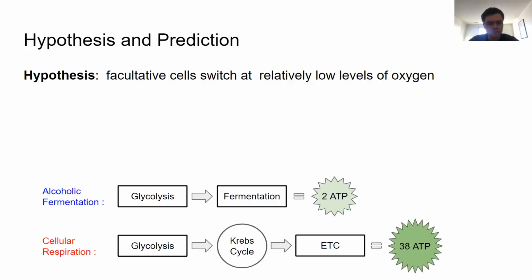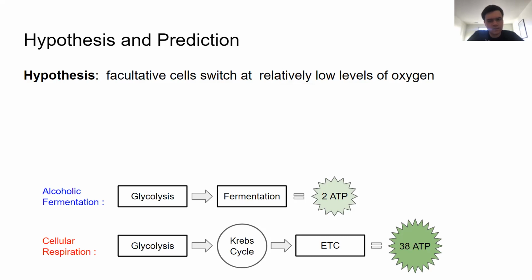In our experiment, we hypothesized that facultative cells make the switch from fermentation to respiration even when the concentrations of oxygen are relatively low, for respiration yields a larger amount of energy per glucose molecule. When under stress of oxygen, our own muscle cells ferment anaerobically. But as soon as oxygen returns to the system, they switch back to respiration because it is more ATP efficient.